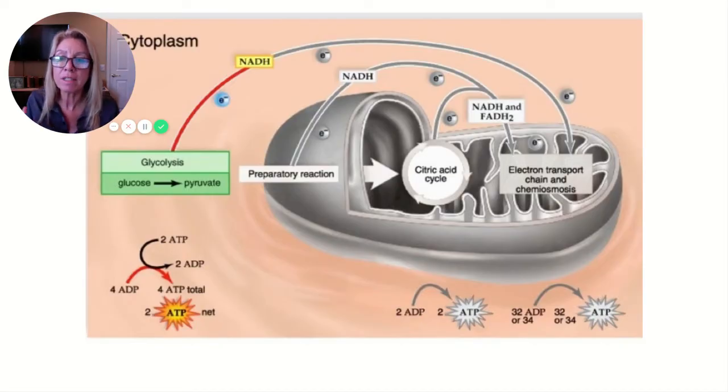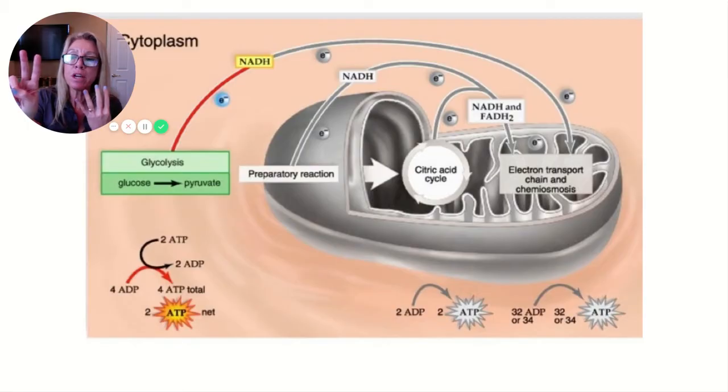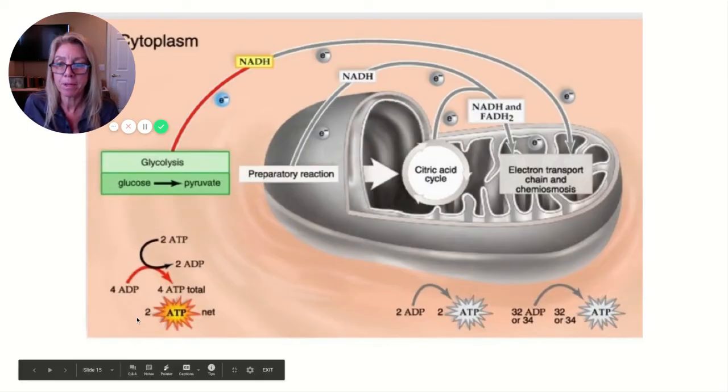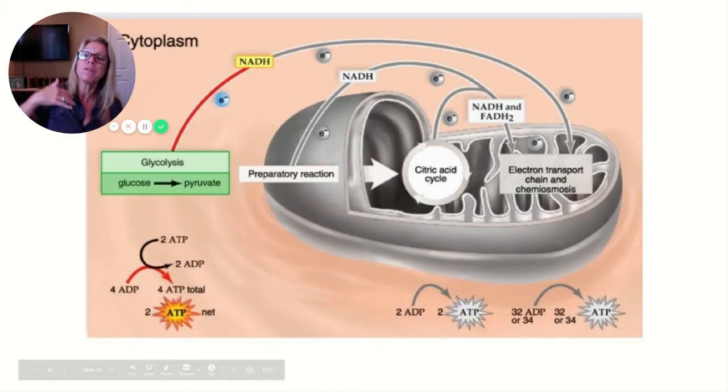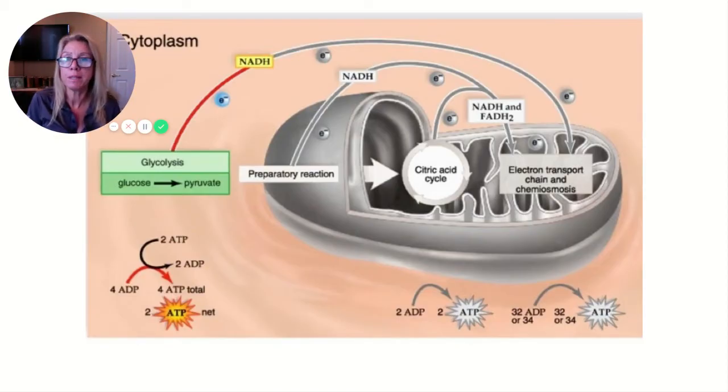So in the process of doing that, you have to get the party started. So it actually costs you money. It costs you 2 ATP to get glycolysis started. So it costs you 2, but in return, you get 4 ATP. So that's why we say you net 2 ATP total, because you spent 2 to get the party started. In return, you get 4. So you net 2 ATP.